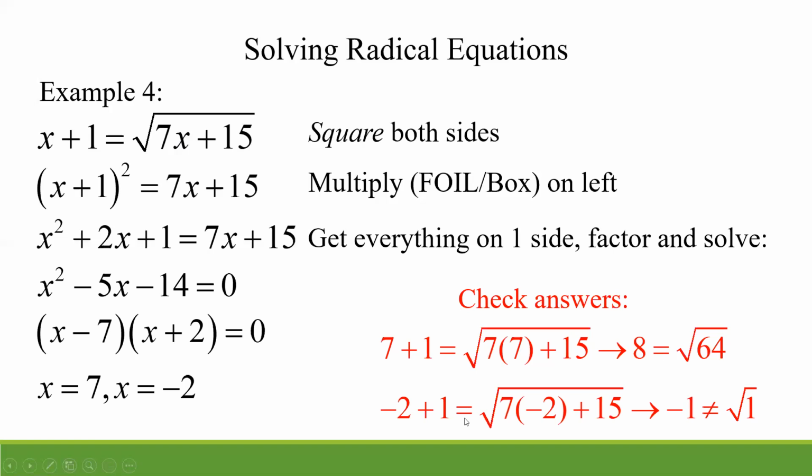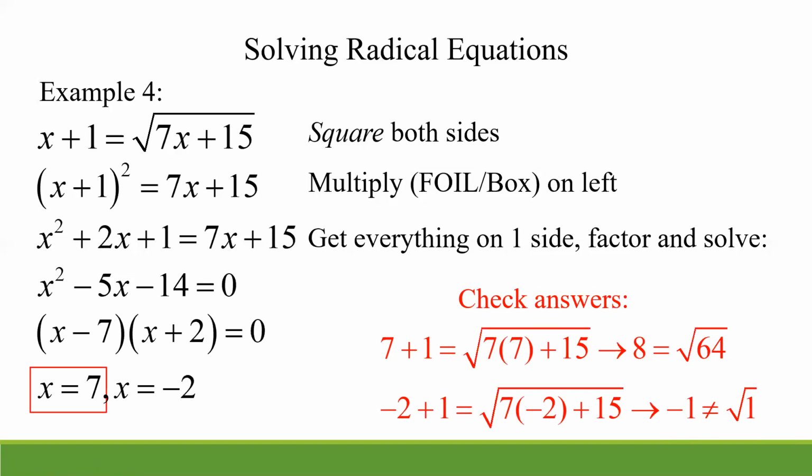But let's take a look at this. So -2 plus 1 on the left, if I'm plugging in -2 this time. And then on the right, I've got 7 times -2 plus 15. So this becomes -1 equals the square root of +1. That's not the same thing, okay? So -2 is an extraneous solution and is not going to be part of that.